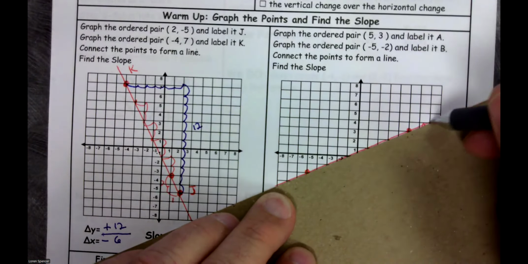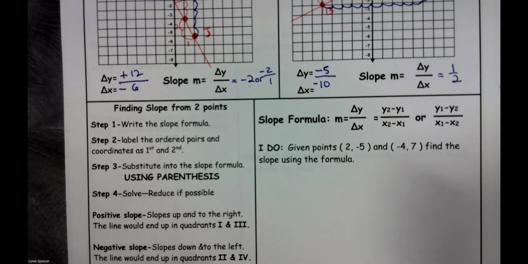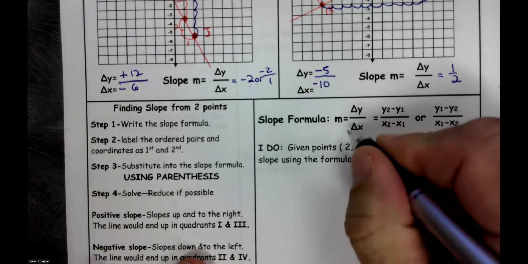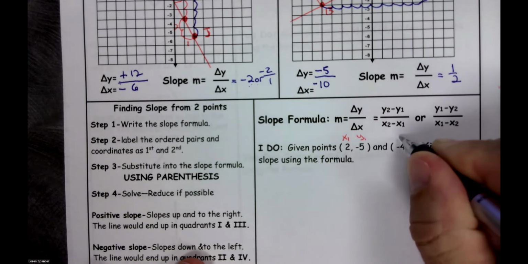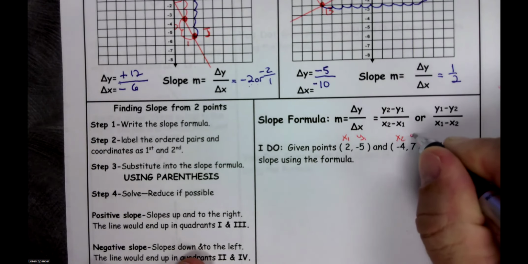All right, it says write the slope formula. Well, it's written for us, so I'm not going to copy it again, but I am going to label the ordered pairs. All right, so I'm going to call this x1, y1, x2, y2. Please remember with this formula, you can use it either way.